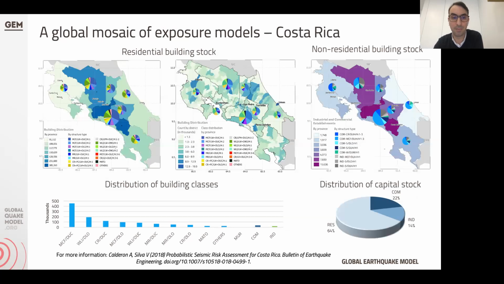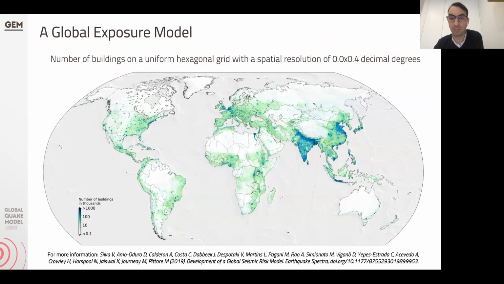And this is usually how it looks, the result. For example, this is just the example for Costa Rica. So we have number of buildings at the different administrative levels distributed across different building classes, and all of this with costs for the structural components, non-structural components, contents as well. Okay, and when you do this at the global scale and you also distribute the buildings spatially, then you can come up with something like this.